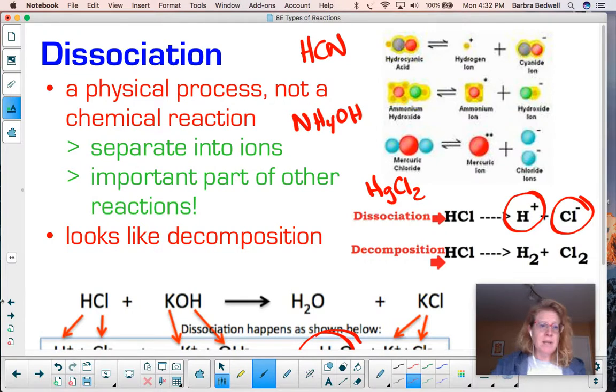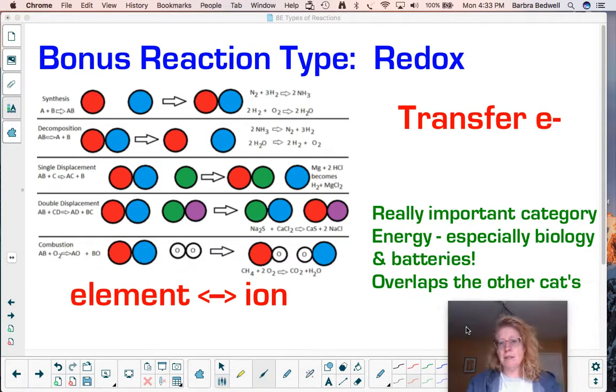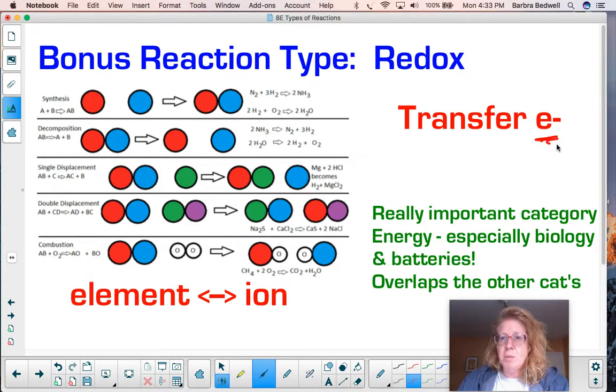And this last thing I'm about to do now is a bonus reaction. You don't have to do this. If your brain is full already, hit pause right now, hit stop. The last type of reaction is something called redox reactions. And redox reactions actually overlap a lot of other categories as well. So this is not something I'm going to test you on, but it's actually kind of important because redox reactions are all about the transfer of electrons. And electrons, especially when we transfer them through wires, is what we call electricity.